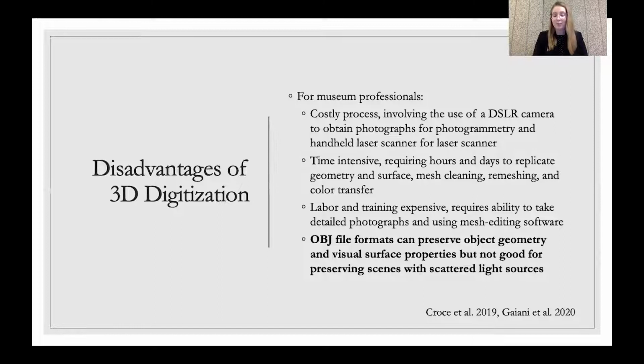of accuracy will result. Nikon and Canon DSLR cameras are the most often used in the literature shown below, with prices starting at about $500 for the cheapest model. And this does not count that for other 3D digitization methods, including laser scanning, the cheapest handheld scanner can be up to $3,000. It's also a very time-intensive process requiring hours or days to replicate geometry and surface, mesh cleaning and remeshing, and color transfer.